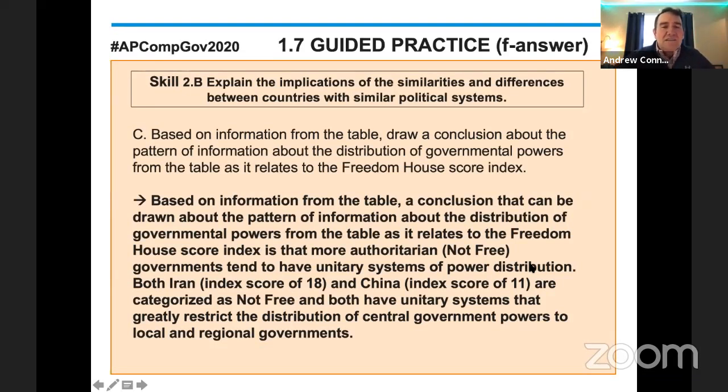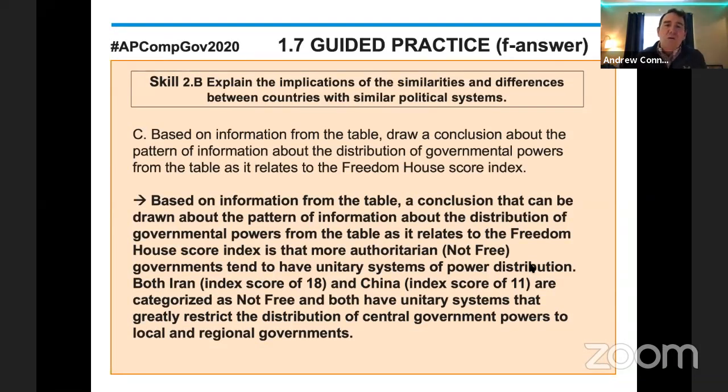Both Iran, index score of 18, and China, index score of 11, are categorized as not free, and both have unitary systems that greatly restrict the distribution of central government powers to local and regional governments.